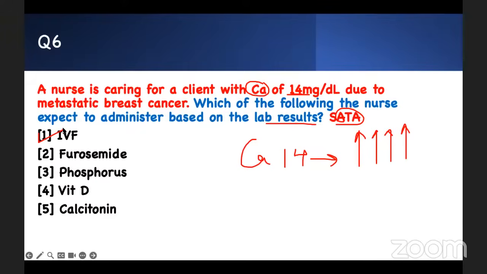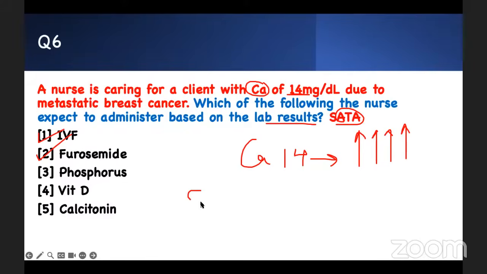His name is what he does. He flushes things out. What do you guys think? I give you fluid and I want to wash it out. What should I chase the fluid with? Furosemide, right? Furosemide will flush you out.